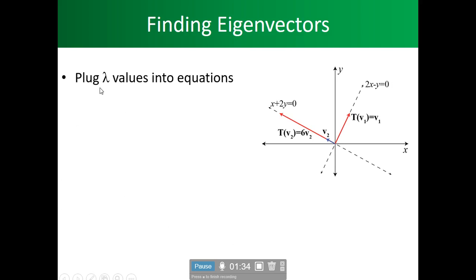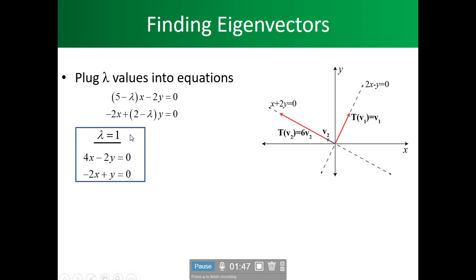The next thing we'd like to do is plug our lambda values into the equation. And when we plug them into the equation, for lambda equal 1, we get 4x minus 2y equals 0, and we get minus 2x plus y equals 0. Then when we plug in for lambda equals 6, we get minus x minus 2y equals 0, and we get minus 2x minus 4y equals 0.